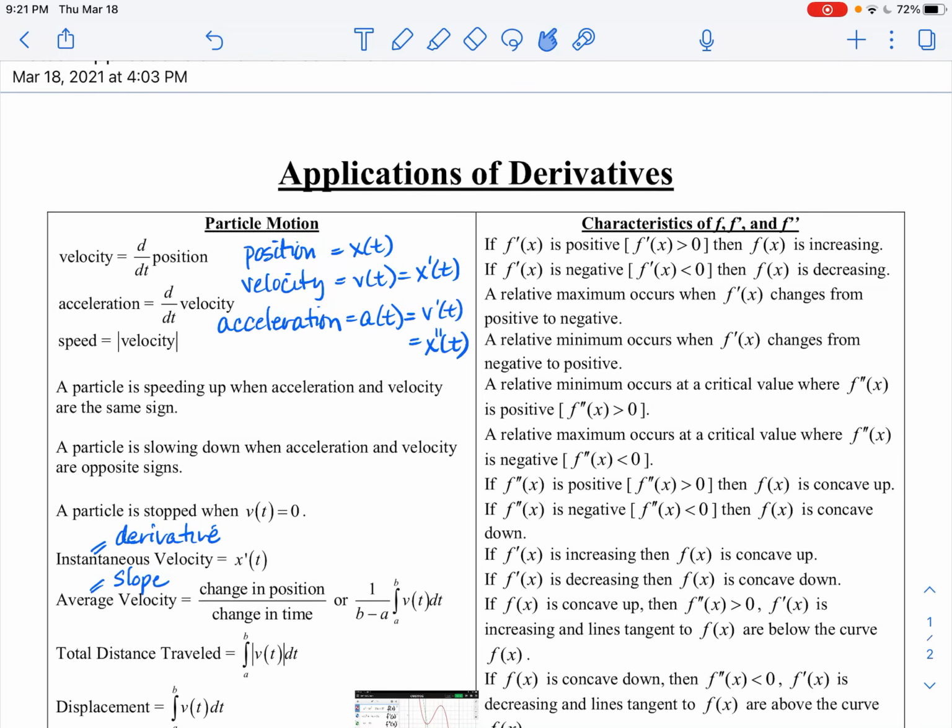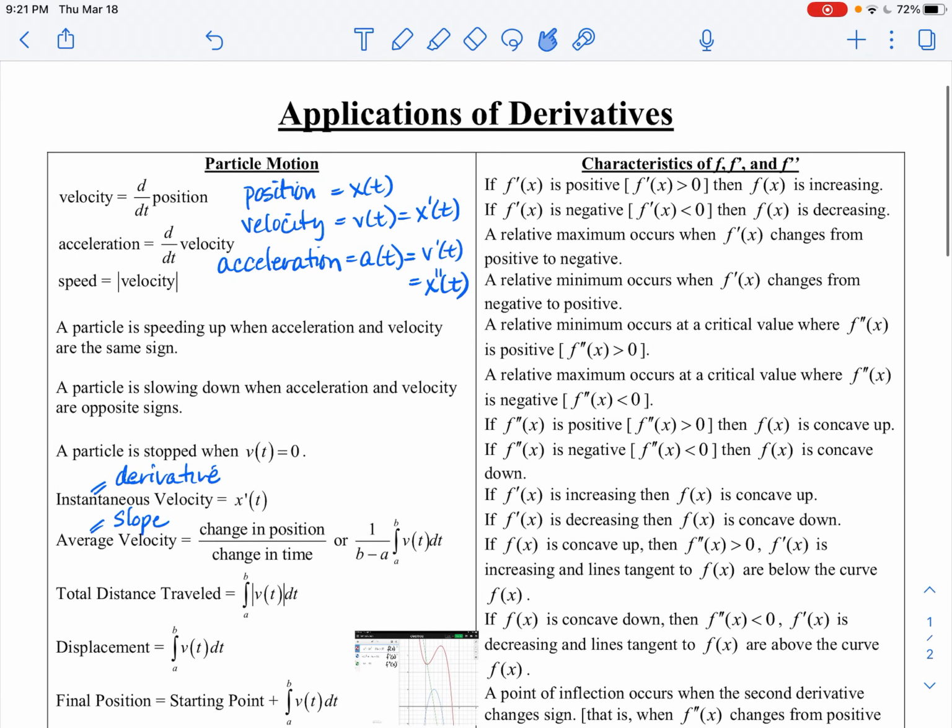In this video, let's review applications of derivatives. Let's start with particle motion and position. Position is often abbreviated x of t. The first derivative of position is velocity. That's often abbreviated v of t, which is also equal to x prime of t.